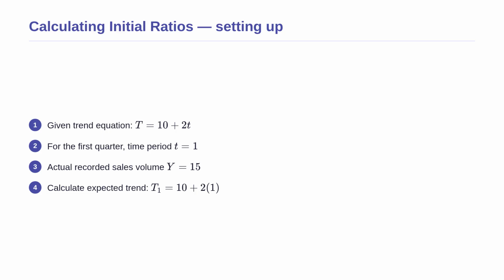We are given that the actual sales volume for the first quarter, Y, is 15 units. We are also given the mathematical equation for the trend line, which is T equals 10 plus 2 times t, where t is the time period. Our first goal is to find the expected baseline trend for quarter 1. We do this by substituting t equals 1 into our trend equation. This will tell us exactly where the straight trend line sits on the graph during this specific quarter.